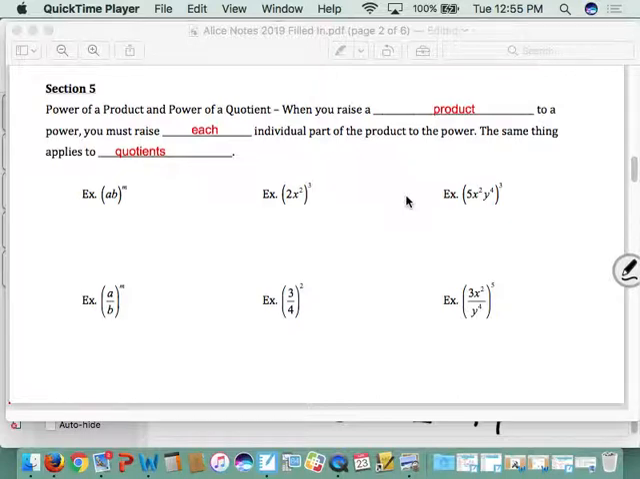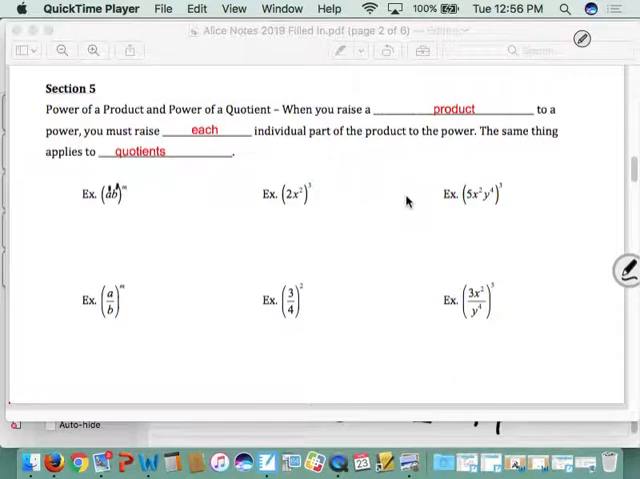So ab to the m. So we need to take the m and apply it to everything in the parentheses. So with your pencil, you're going to want to write a little bitty 1 above the a for a to the first and b to the first. If the exponent is not listed, the exponent is 1. And it's really important that you understand that. So then we are basically going to distribute that power to everything in the parentheses.